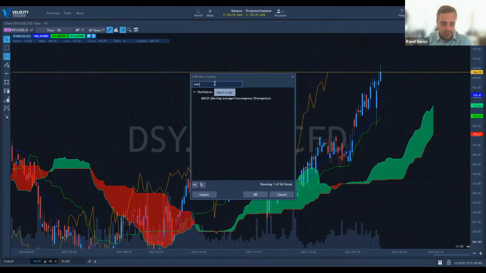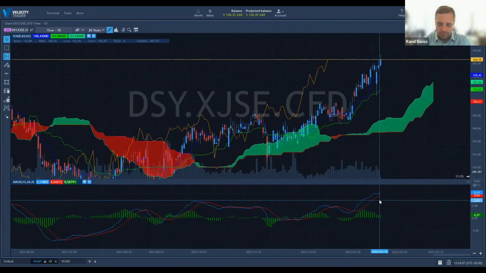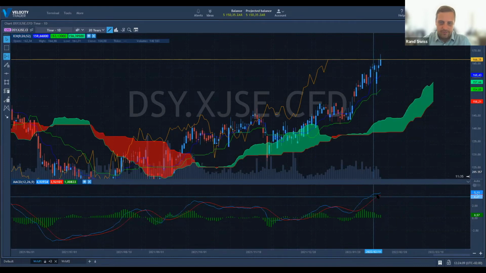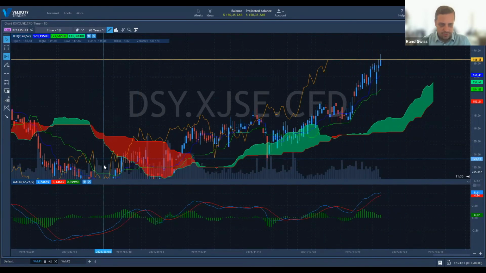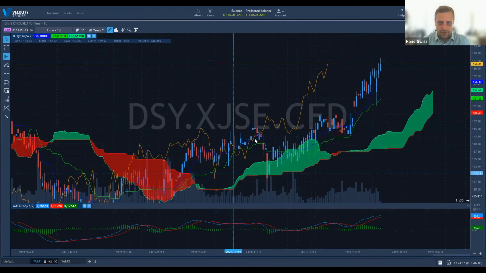Let's look on MACD. Do we see any divergences? No. Look, no divergence on the MACD either. As it's going up, the MACD is continuing to look up. It's looking very bullish on MACD. So Discovery is definitely looking good.